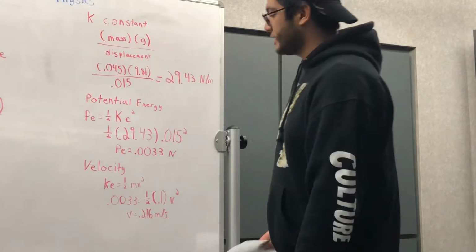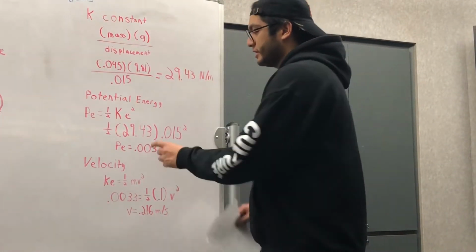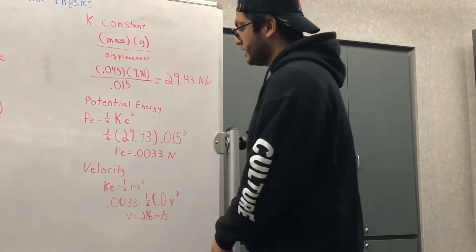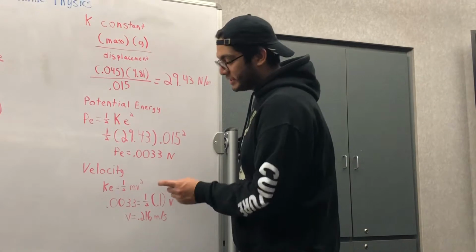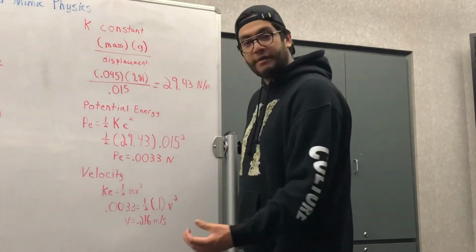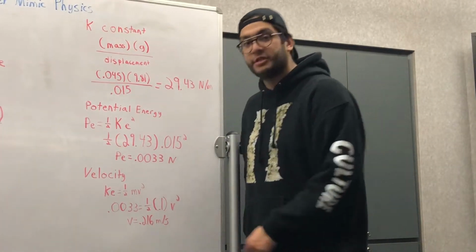So now I got my potential energy down, I can look for my velocity. By looking for my velocity, I can plug in the kinetic energy equation. By doing that, I can assume that my potential energy equals my kinetic energy due to energy balance. So I'll plug in my numbers into the equation and isolate for my velocity. After doing that and making my calculations, I found out my velocity equals 0.216 meters per second.